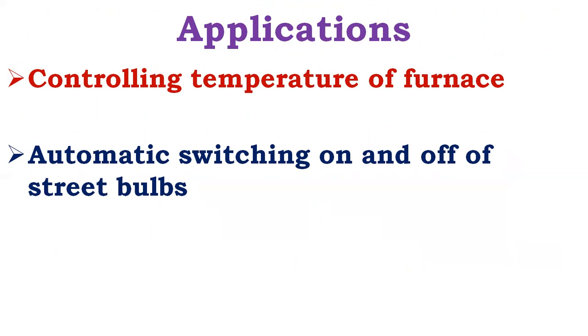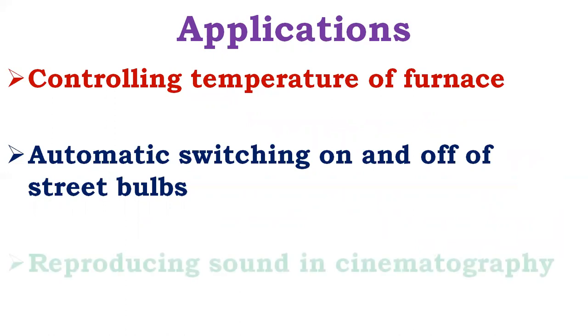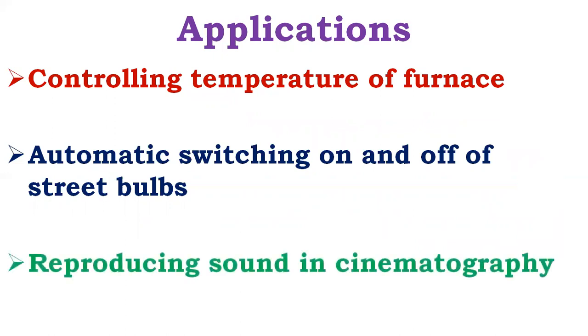The applications are typically in controlling the temperature of a furnace, the automatic switching on and off of street bulbs, and reproducing sound in cinematography. These are the typical applications of the vacuum tubes. We normally call them photoemissive tubes.